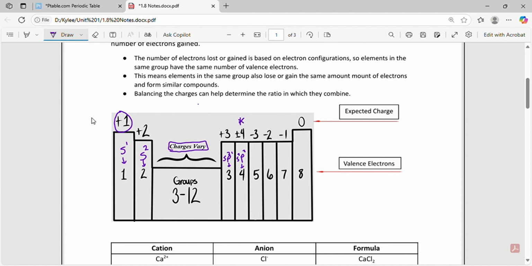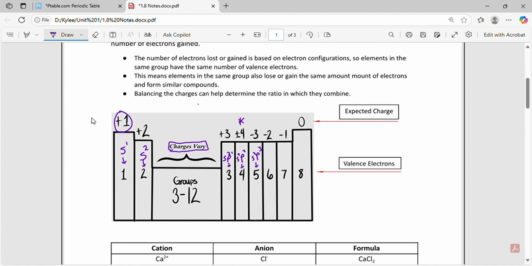Our next one is where we actually see elements start gaining instead of losing. So nitrogen's group ends in S2P3. So that's where the 5 valence electrons comes from. And since they already have 5, they need to just gain 3 more. If they gain 3 more, that's where my -3 comes from.